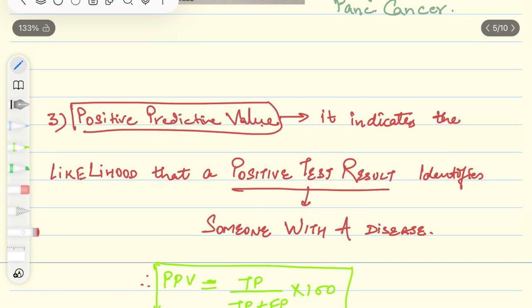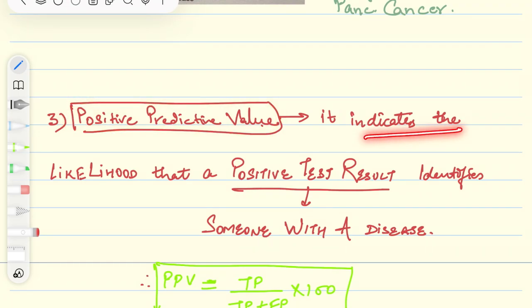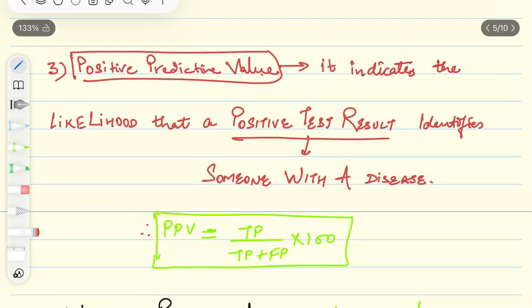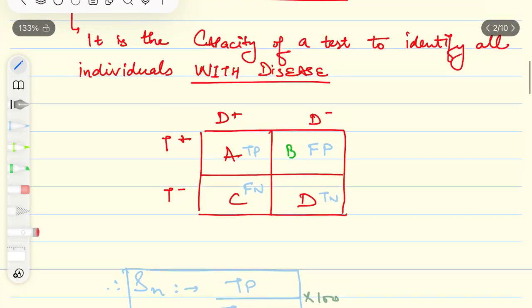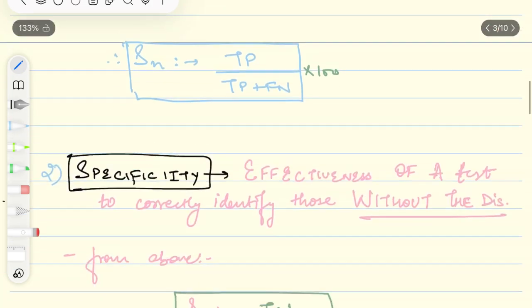Now let's come to the positive predictive value, that is PPV. It indicates the likelihood that a positive test result identifies someone with a disease. Means there is some test which, if it comes positive, then the patient has the disease. So the PPV formula is true positive divided by true positive plus false positive. As you can see from this 2 by 2 table, PPV is equal to true positive divided by TP plus false positive. Means true positive divided by test positive individuals.